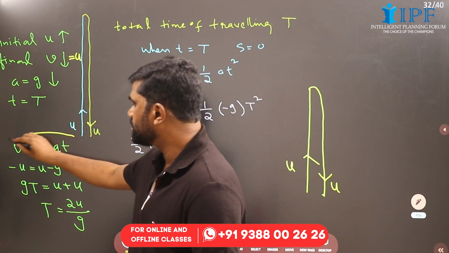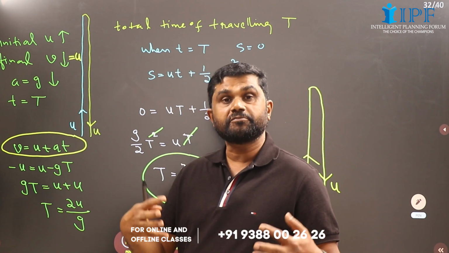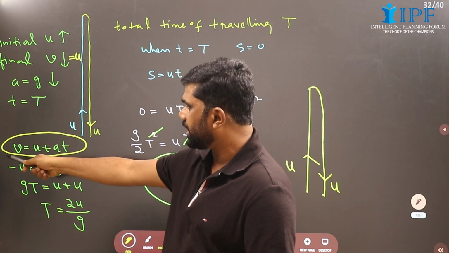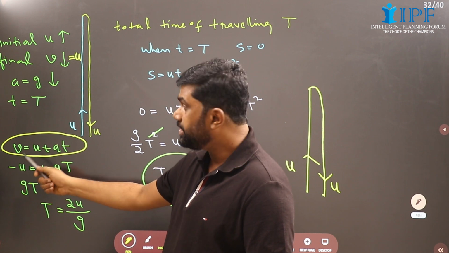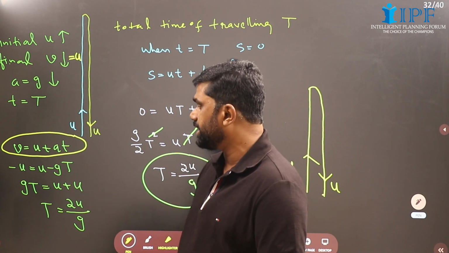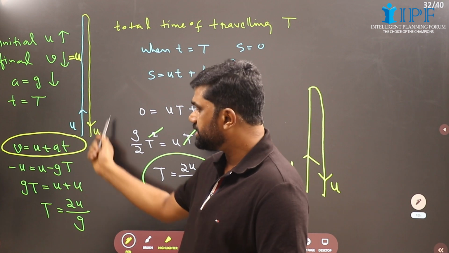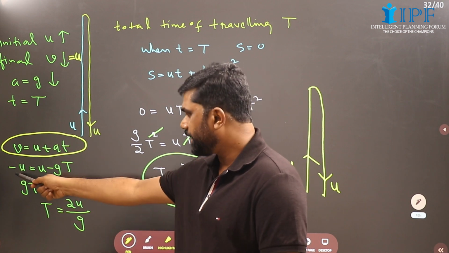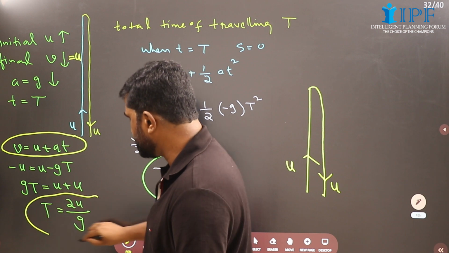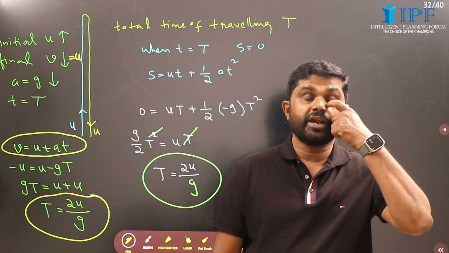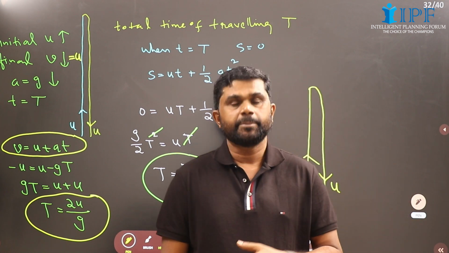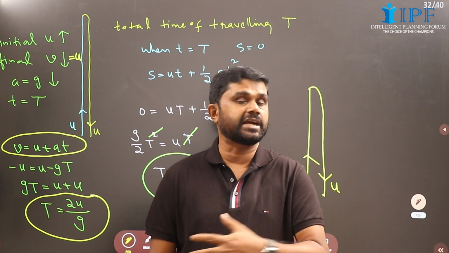Okay, now let us apply this equation v equal to u plus at. Let us take upward direction positive, then we should take downward negative. Final velocity equal to u, but it is directed down, that I have taken negative, means it is minus u. Initial velocity directed up, so it is plus u. Acceleration due to gravity is downward, so it should be minus gt. When this minus gt is taken to the left, it becomes plus gt. When this minus u is taken to the right, it becomes u plus u, that is 2u, and T will be equal to 2u by g. Okay, that is the total time of travelling when a body is projected vertically up with an initial velocity u and it is moving under the effect of gravity alone, means the effect of air resistance is neglected.